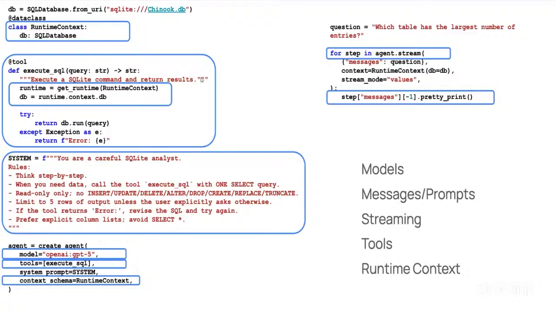The agent is going to use this information to identify which tool it should call. This particular line, execute SQL command and return results, is used by the agent to call this particular tool to get the data from the database. Now, of course, right now we are only defining one tool, so it will obviously call that. Then runtime is equal to get_runtime. It's going to get the runtime context of the SQL database, which we defined above, and call runtime.context.db. And then finally it returns db.run, which is the query coming in from the user.